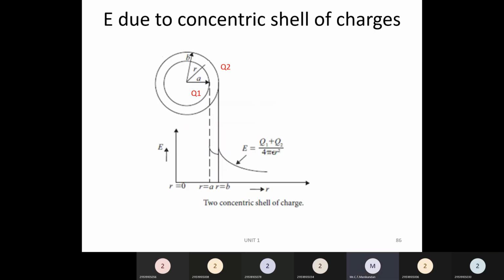Similarly, we can obtain it for concentric shells of charges. If you have two concentric shells of charges, here the explanation is given with two concentric shells of charges Q1 and Q2. Q1 is of inner radius A and Q2 is of outer radius B. Here also, with R equal to A and R equal to B, we have the constant.